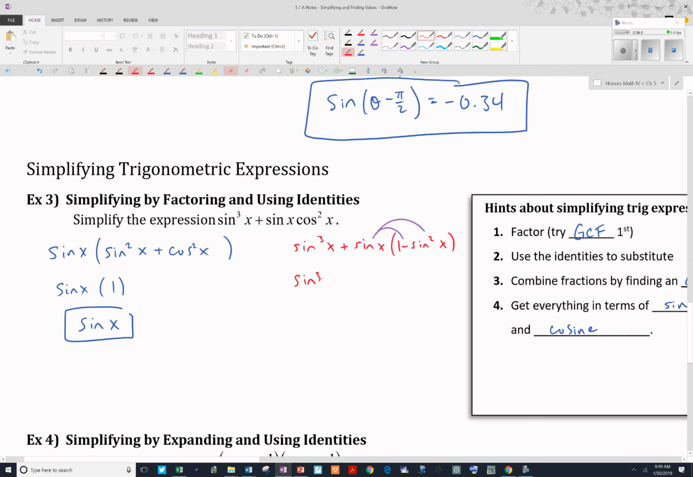Sine cubed plus sine of x minus sine cubed. This is almost as fast as the one that we just did. These two things cancel out, and we're simply left with the sine of x. So there's 2 examples of how we could have done that problem.